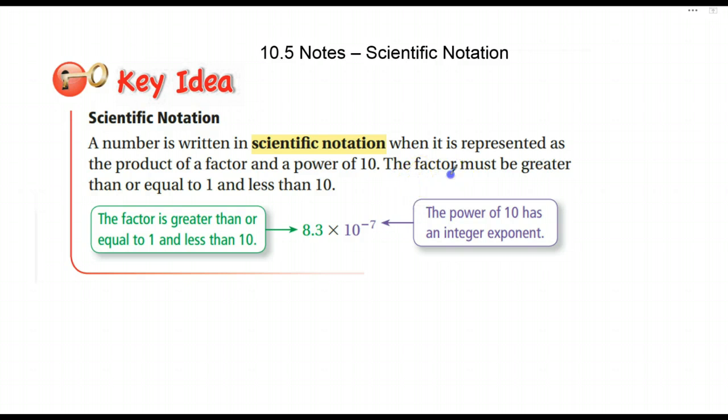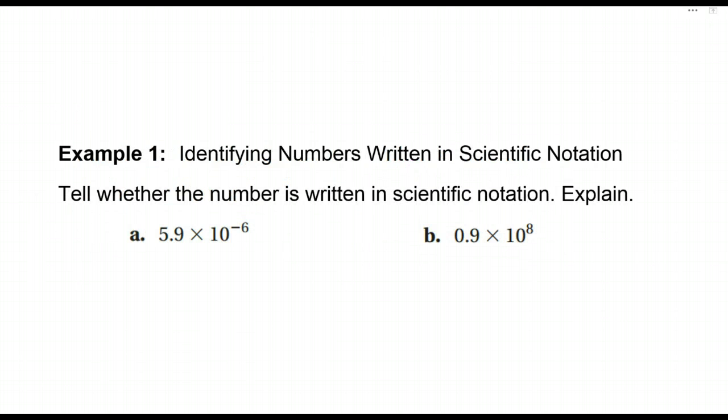This factor must be between 1 and 10. So it has to be greater than 1 and less than 10. And the power of 10 has an integer exponent. So this needs to be an integer, and this number needs to be between 1 and 10. Can't be more than 10 or less than 1.